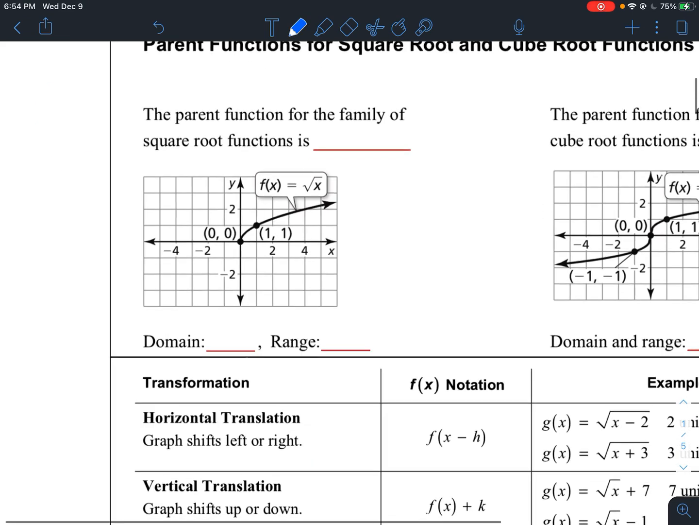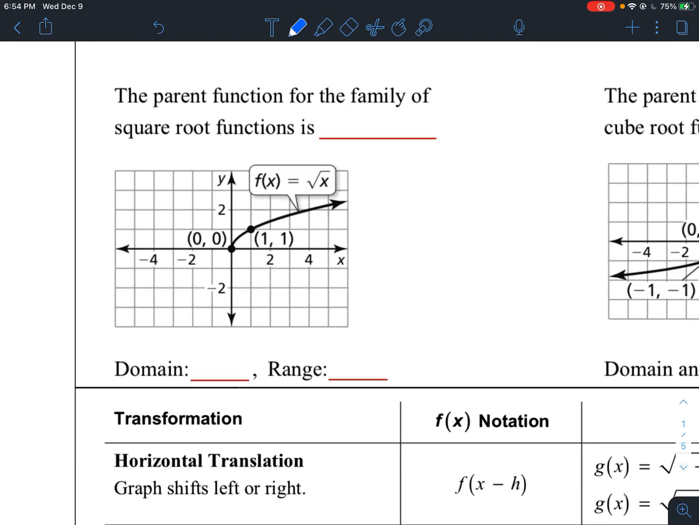So for the parent function of a square root function, f of x is equal to the square root of x, this is what it looks like. It starts here and goes out. So it starts at the origin, 0, 0, and moves out. If you notice, it kind of looks similar in a way to the function y equals x squared. The function y equals x squared will look like this, though. Okay, like that.